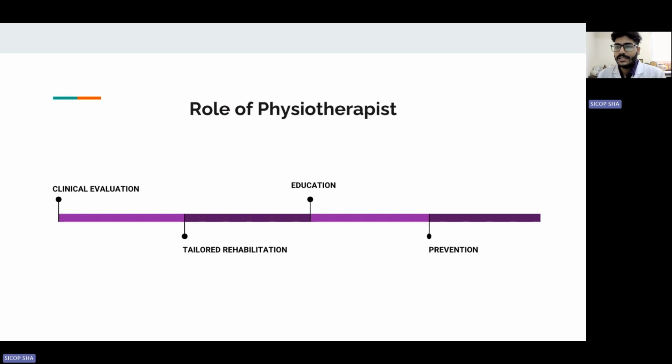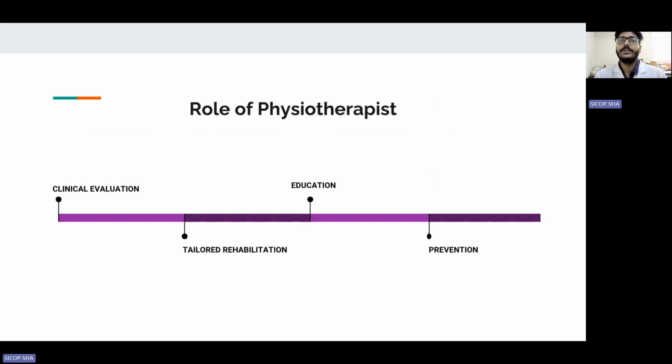And the therapist can customize the rehabilitation protocol for the athlete as to how many days they have to run, how many days they can do strength training, and maybe flexibility training as well. And then also the prevention, which is another important part.